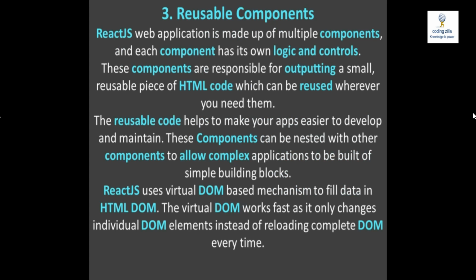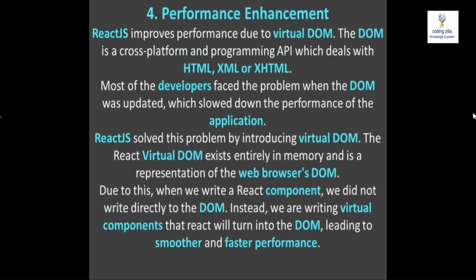React.js uses a virtual DOM based mechanism to fill data in the HTML DOM. The virtual DOM works fast as it only changes individual DOM elements instead of reloading the complete DOM every time. React.js improves performance due to the virtual DOM. The DOM is a cross-platform programming API which deals with HTML, XML or XHTML. Most developers faced a problem when the DOM was updated, which slowed down the performance of the application.